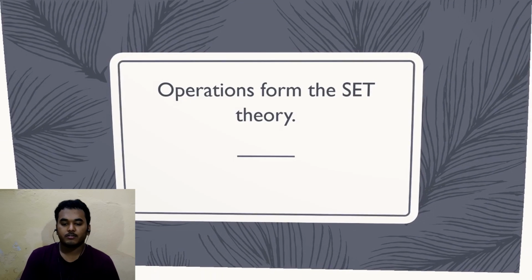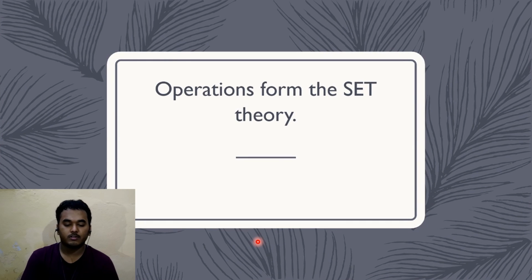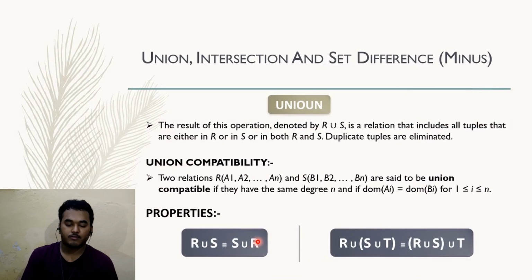The next topic is operations from set theory. So relational algebra also allows us to perform some operations from mathematical set theory. It includes union, intersection, and set difference. So the first one is union. It is denoted by R union S. The result of this operation is a relation that includes all the tuples that are either present in R or in S or in both of them. Duplicate tuples are also eliminated.